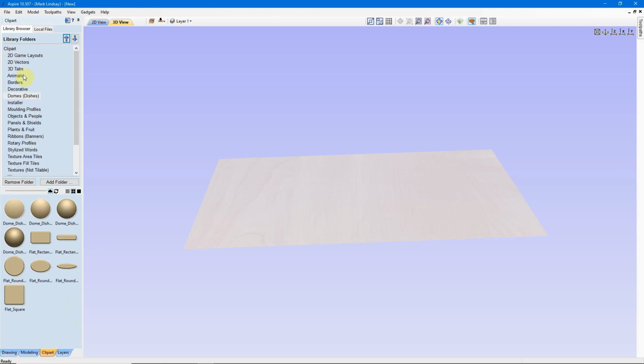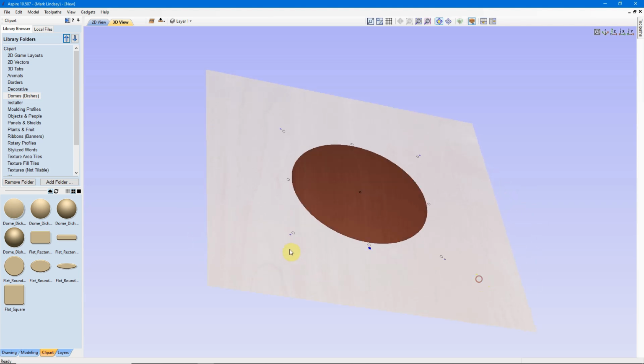So to demonstrate this, we can go over to our Clip Art tab, and I've gone into my Clip Art folder and into Domes and Dishes, and I'm going to go ahead and use a standard 30-degree dome dish, and I'll double click it to put one in the center of my material. And here we have that dome. Now, as you can see, the base of this dome is sitting on this modeling plane.